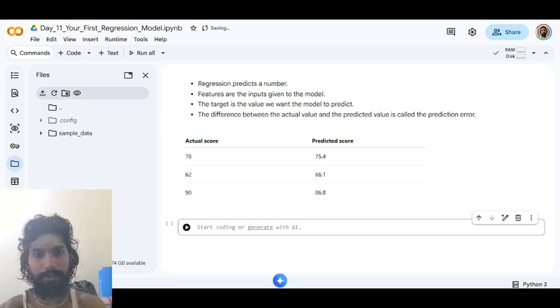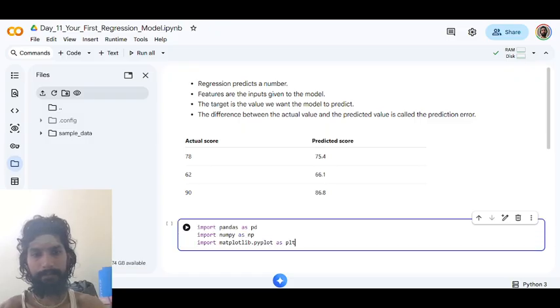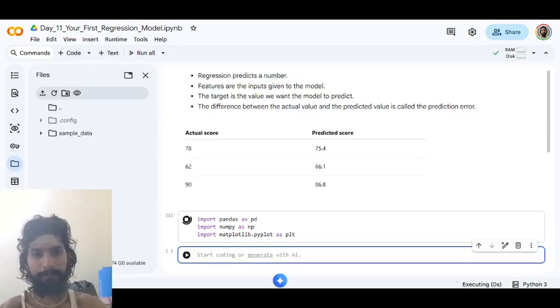Now let us create a new code cell and write the imports. Run the cell. Pandas will help us work with the dataset. NumPy will help with numerical calculations. Matplotlib will help us visualize the model's predictions.